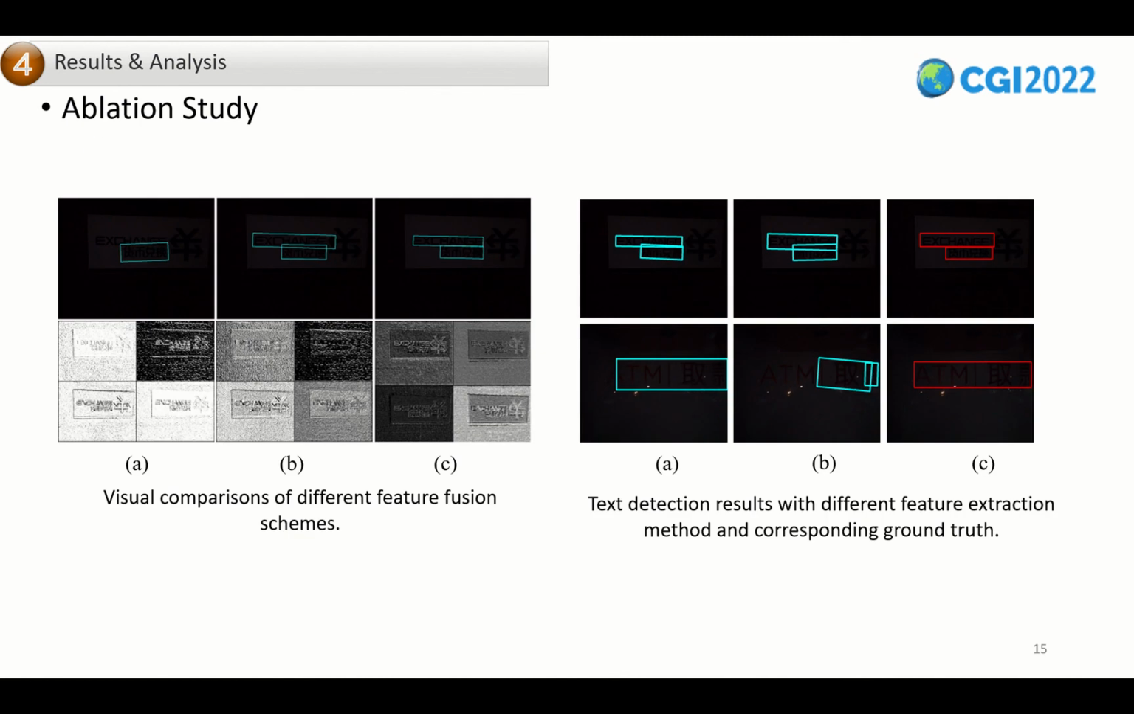Here, the left figure is a visual comparison of different feature fusion schemes, and the right figure is the detection results with different feature extraction methods and corresponding ground truth. A is the detection results with single-pass feature extraction, and B is the detection results with dual-pass feature extraction, and C is the ground truth.